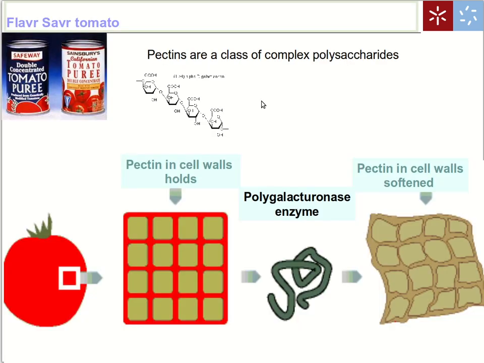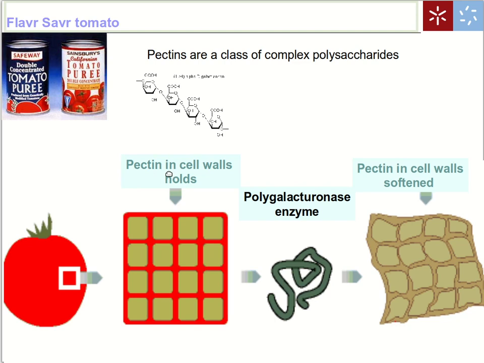Now I will switch focus again to the Flavr Savr tomato that was genetically modified to increase its quality. Before I go into that, we have to talk about how tomatoes ripen. What is the ripening process of tomatoes?